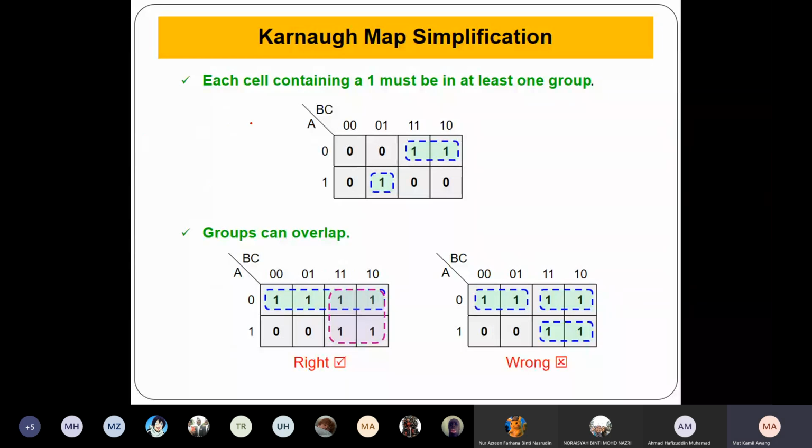Another rule: each cell containing a 1 must be in at least one group. So like this, this is 2 and this is 1, so this is actually a separate group. Groups can be overlapped. So this group can be overlapped by this group. And this is wrong. Okay.